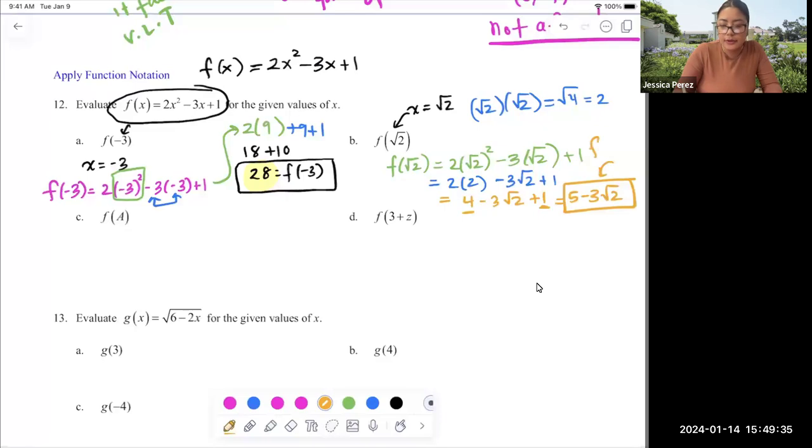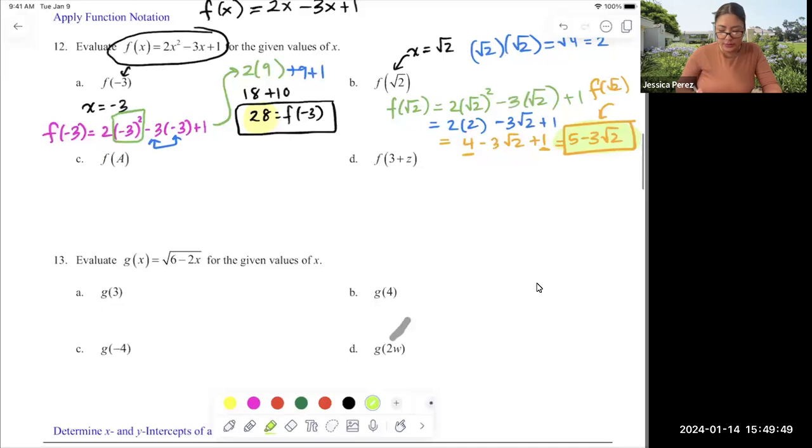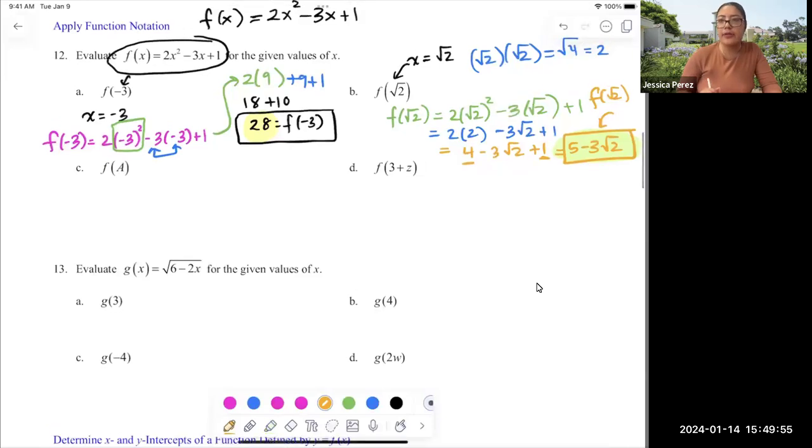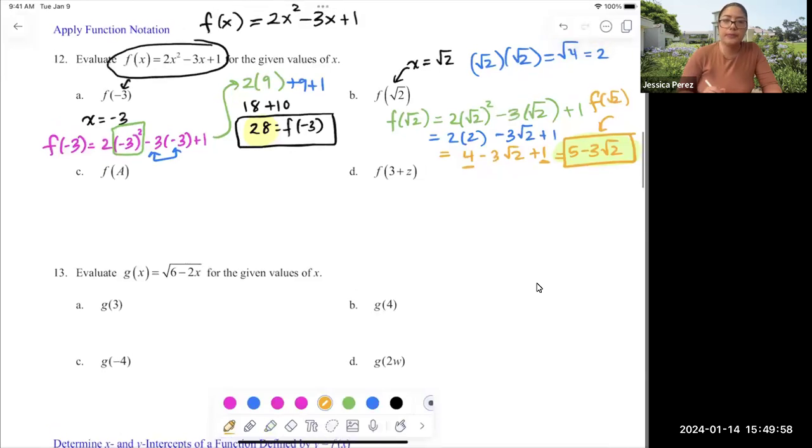This is f of root 2. Okay, so this is our solution. It looks like that. That's really nice. So let me rewrite that right here. Erase this part. Okay. So that's b, 5 minus 3 root 2.